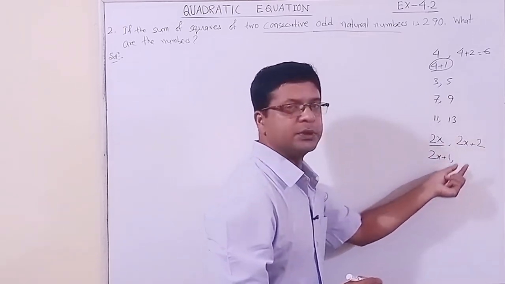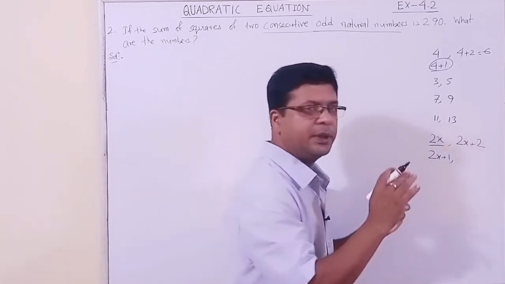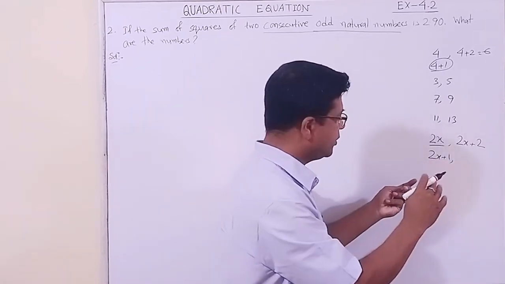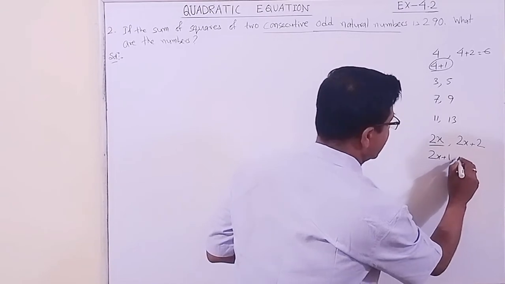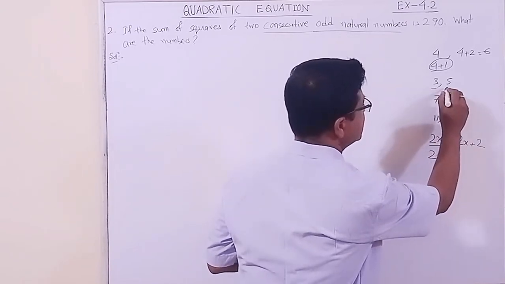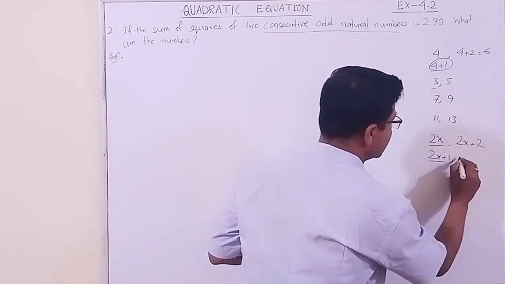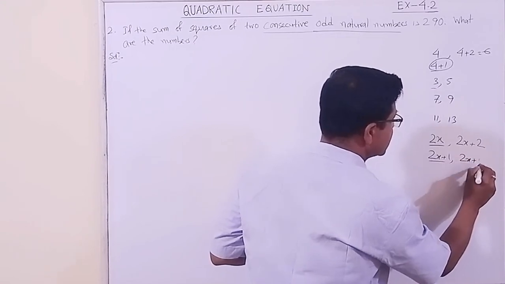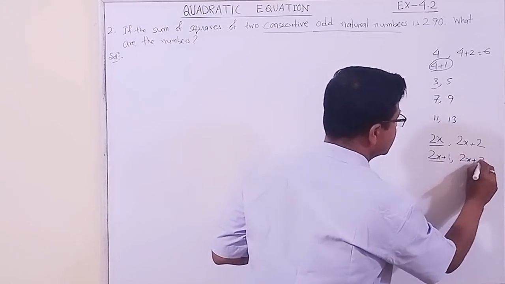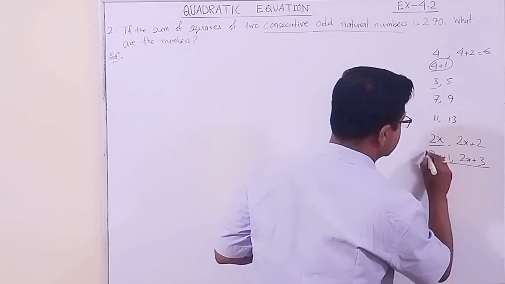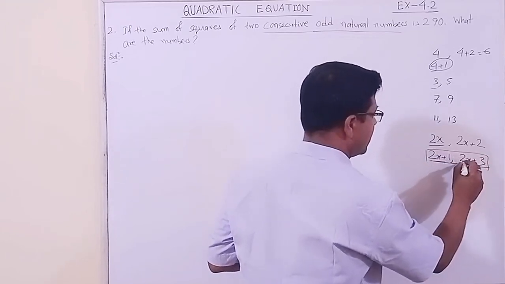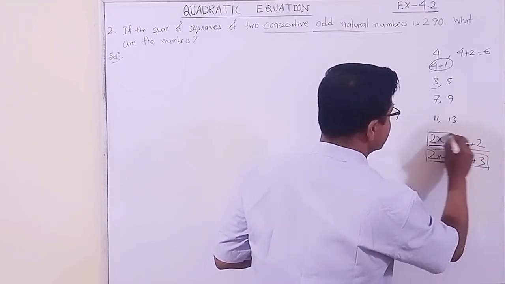To get the next consecutive odd number, I repeat, to get the next consecutive odd number, we always add 2. Suppose one is 3, the next is 3 plus 2. If this is odd, the next one is 2x plus 1 plus 2, that means 2x plus 3. So always remember this. This is the format of an odd number, this is the format of an even number.